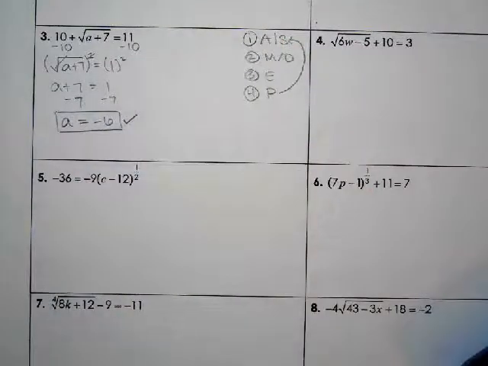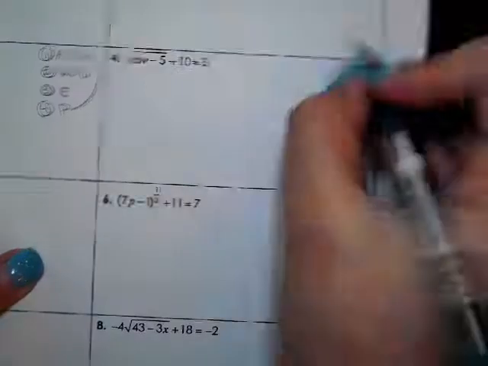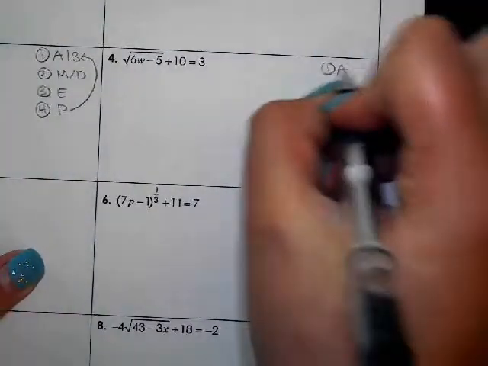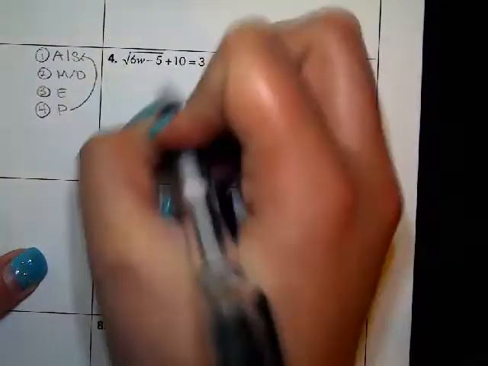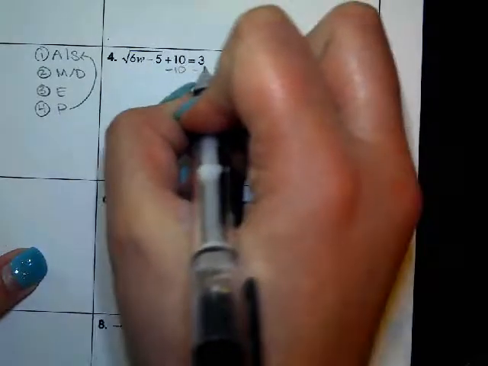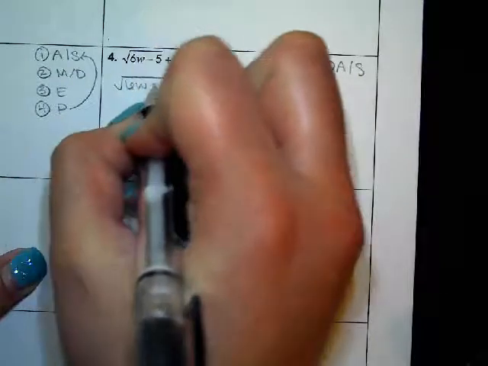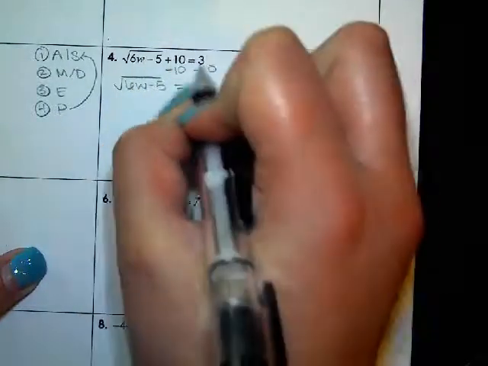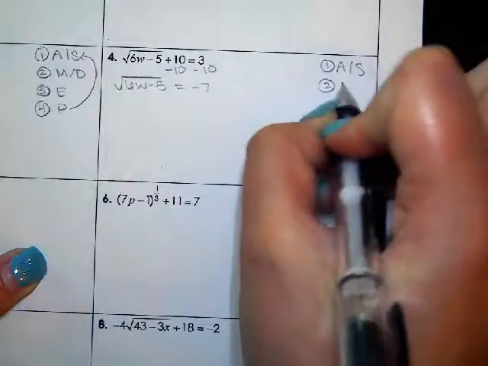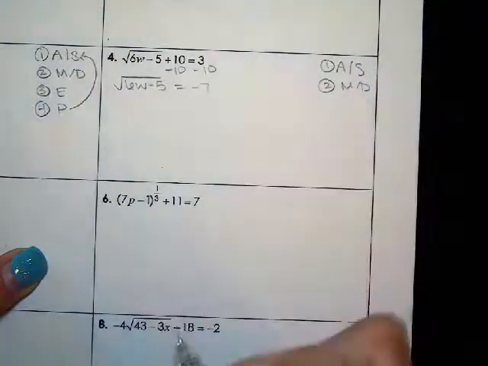Okay, let's go ahead to the next one, number 4. So first, I'm going to add or subtract numbers to the other side. So I'll subtract the 10. So I've got the square root of 6w minus 5 equals 3 minus 10 is -7. There is nothing for me to multiply or divide to the other side, so I'm going to skip that step for now.